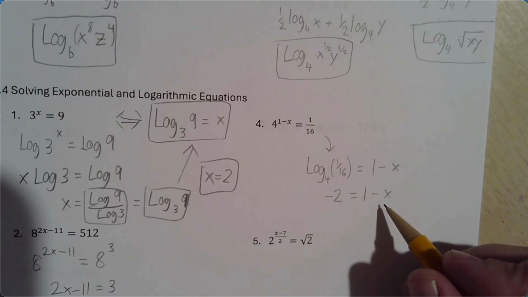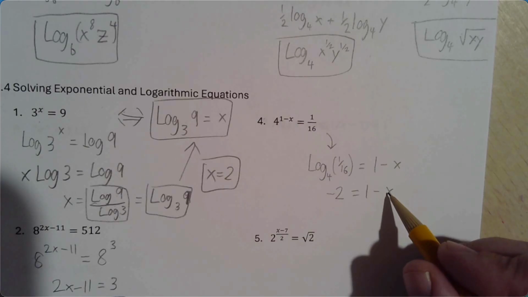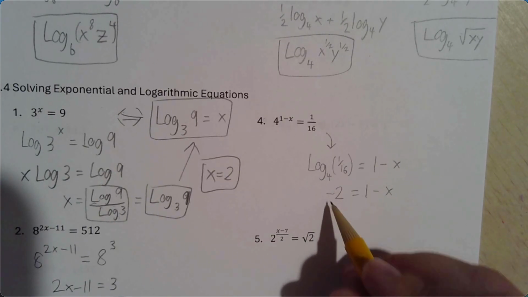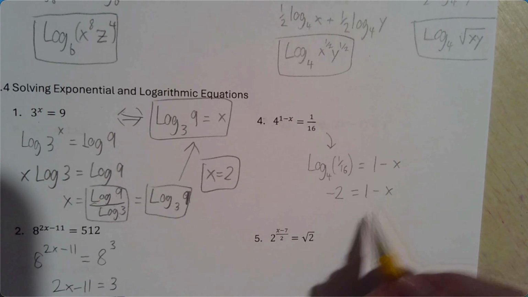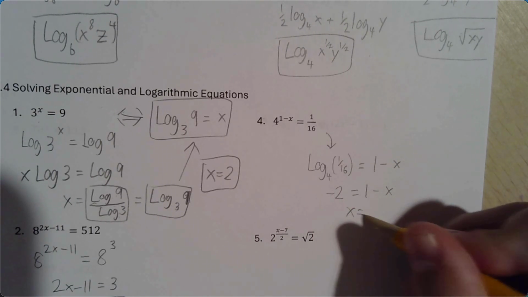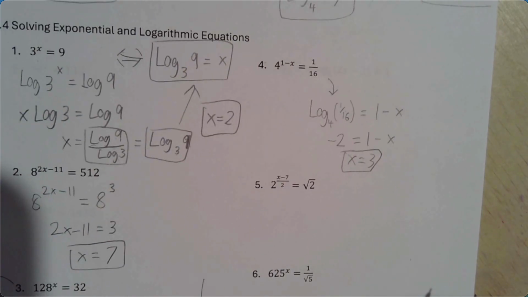Now I just need to solve this. What I'm going to do to solve this is I'm going to double swap. I'm going to add the x to this side to make it positive, and then I'm going to add the 2 to this side to get the x I just moved by itself. So those two moves real quick just means you will end up with x equals 3 for your final answer.